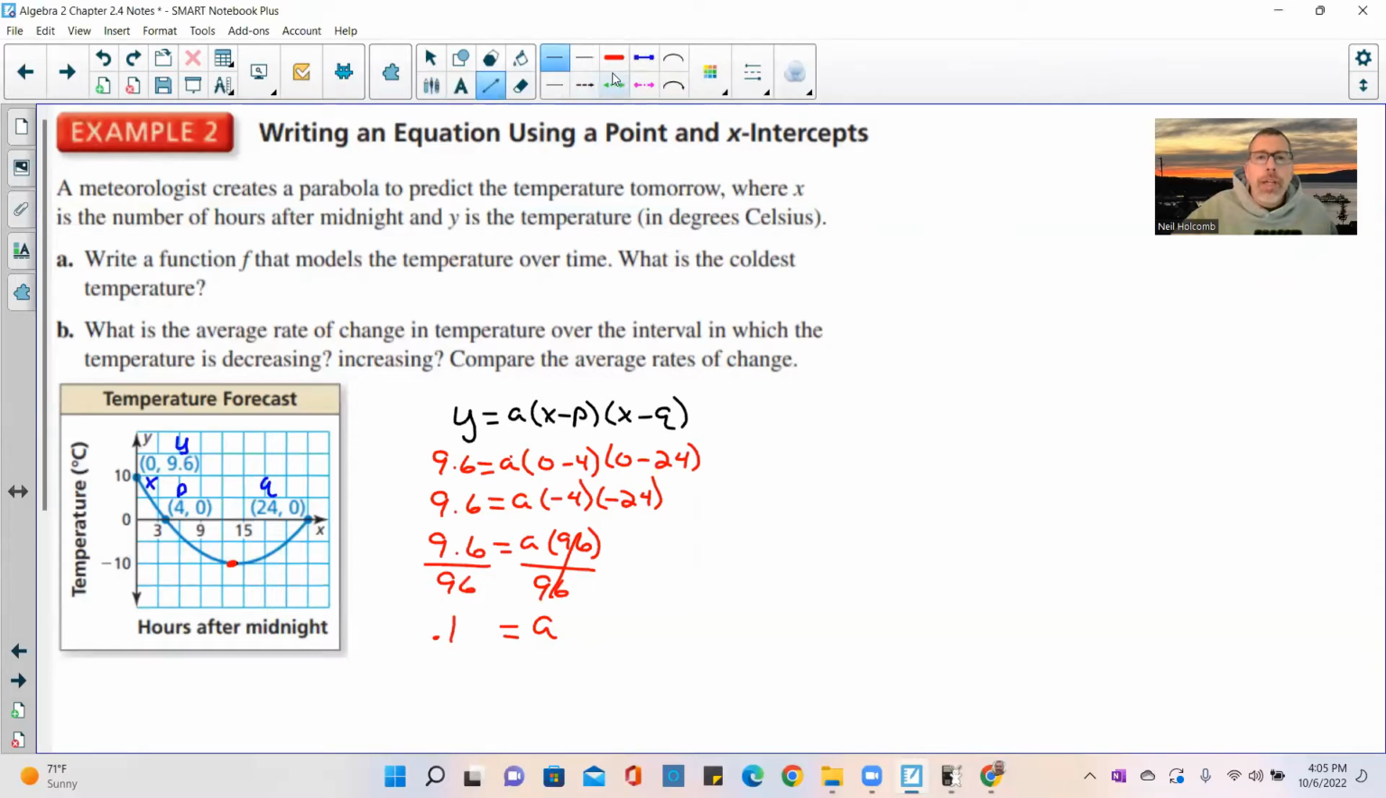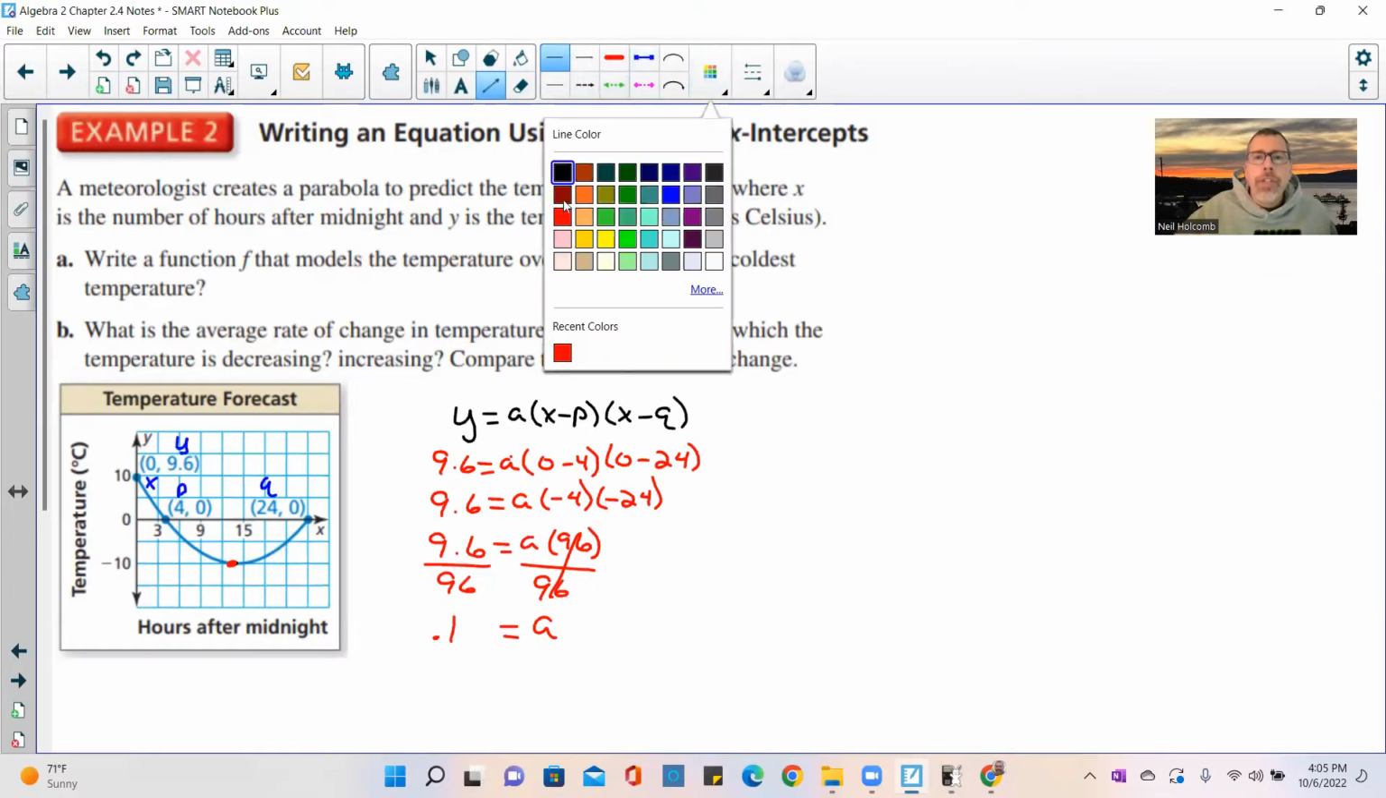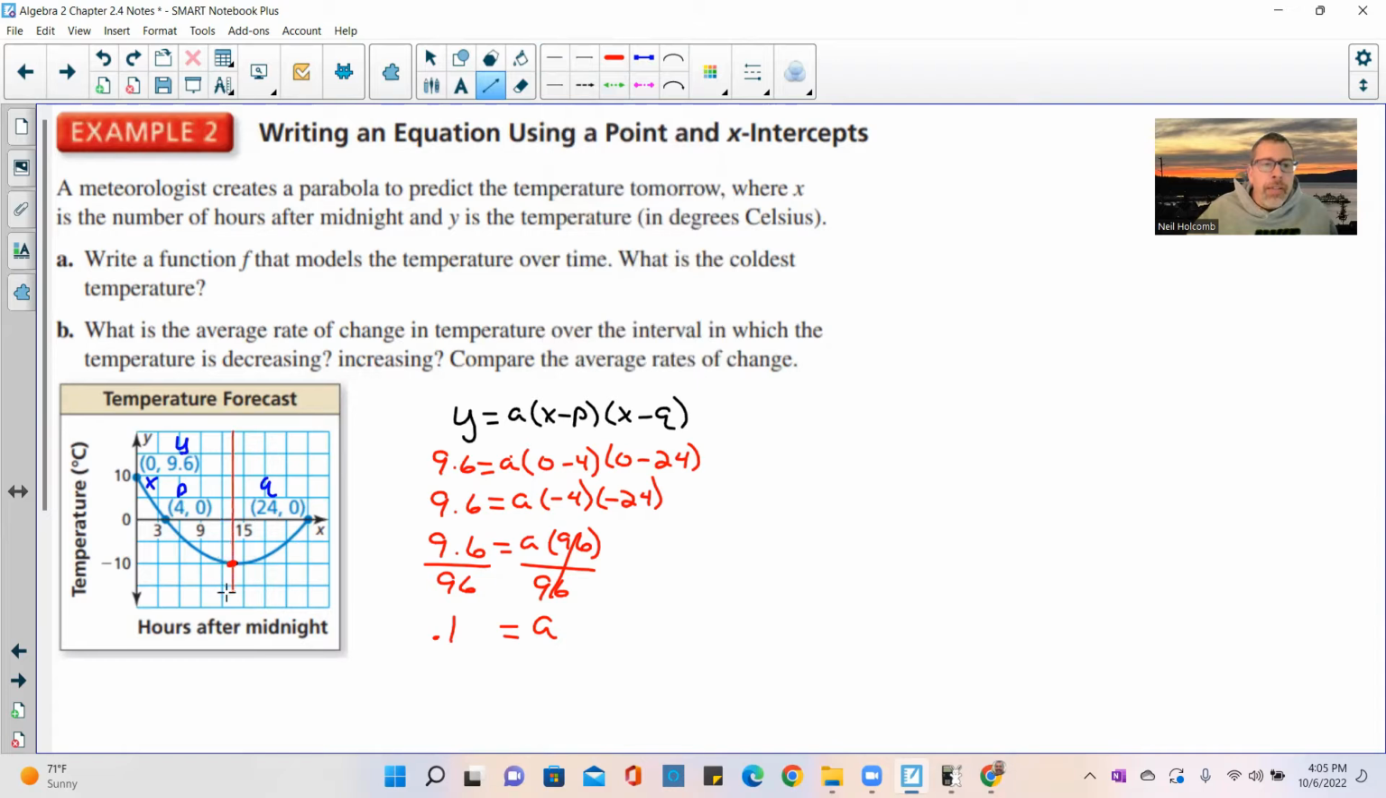Okay, so remember what we're trying to do here. We're trying to find the vertex. And the vertex is always midway between the two x-intercepts. So we are looking for the value of x, that is a vertical line going through the vertex. And this would be x equals whatever value that is, okay? And how do you find it? Well, we have the point 4,0 and we have the point 24,0. So first I'm going to find the x value of my vertex.